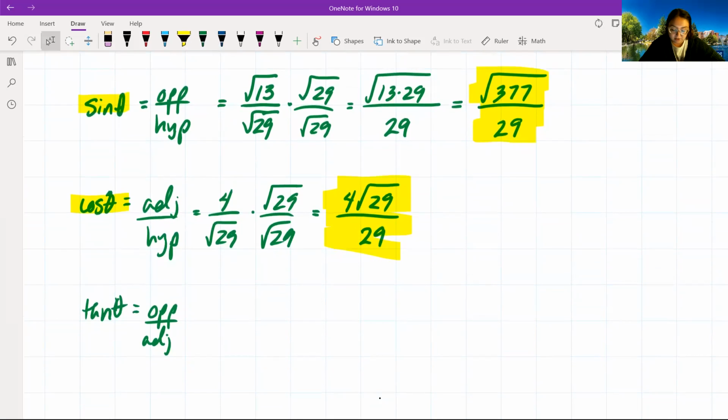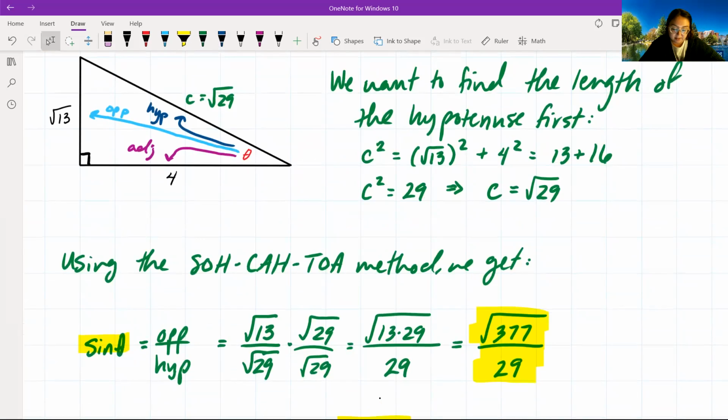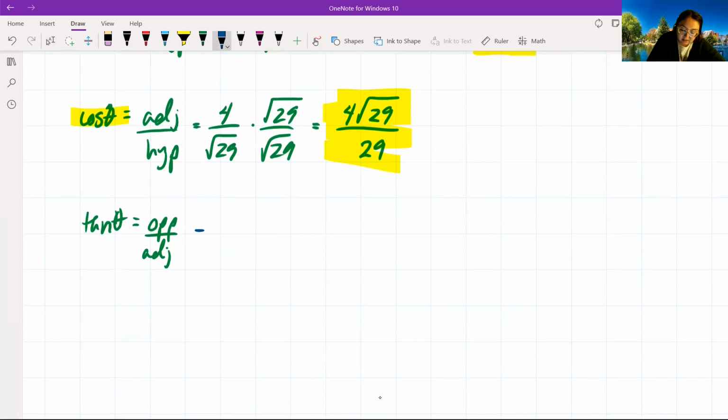Then lastly, we have tangent of theta, which is opposite over adjacent. So in this case, it will be the square root of 13 divided by 4. And we just leave it at that since it's in its simplest form, since we don't have any square roots in our denominators.